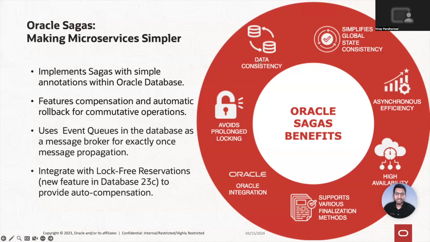Oracle Sagas offer a multitude of advantages. They eliminate the prolonged locking typical in synchronous transactions. Sagas ensure all participating services either commit or roll back their changes, preventing inconsistencies. With completely asynchronous processing, Oracle Sagas provide scale for transactions across microservices. By building on Oracle database, they also leverage the database's high availability features, making them a sound choice for developers looking for reliable transaction management.